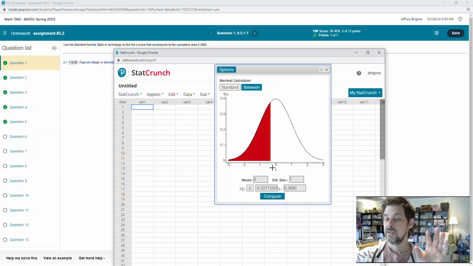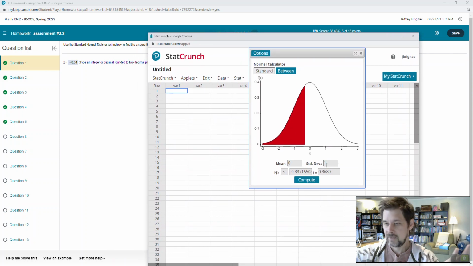I put compute, and it says, right here, shaded in red, the area is 0.3680, and this point right here on the horizontal axis is negative 0.33715. So I put the area here, and this is the point that has that area to its left. You'll have to put x less than or equal to, set up like that, and that's how we want it. So now that's all I have to do. I put the area here, the z-score shows up there.